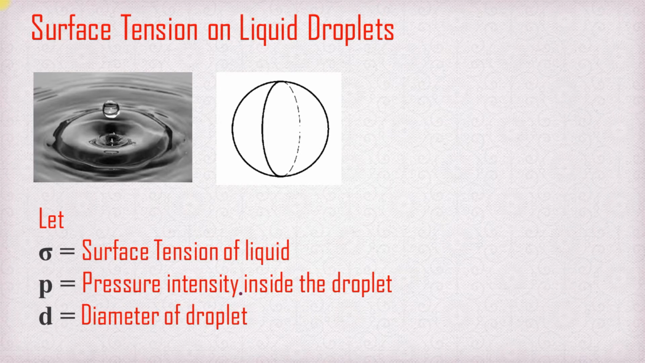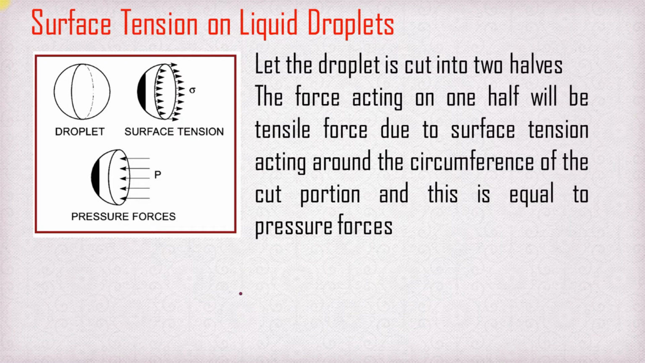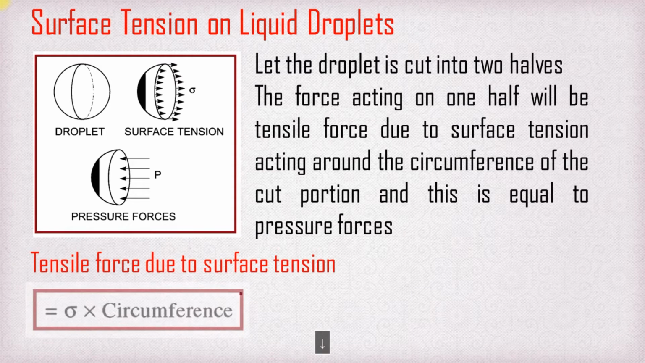So the forces acting on one half, say the left half, will be the tensile force due to surface tension acting around the circumference of the cut portion, while in the other half the pressure forces are acting, which is equal to the surface tension. So for equilibrium condition, both these forces, the pressure force acting inside the droplet and the surface tension force acting on the circumference, are equal.